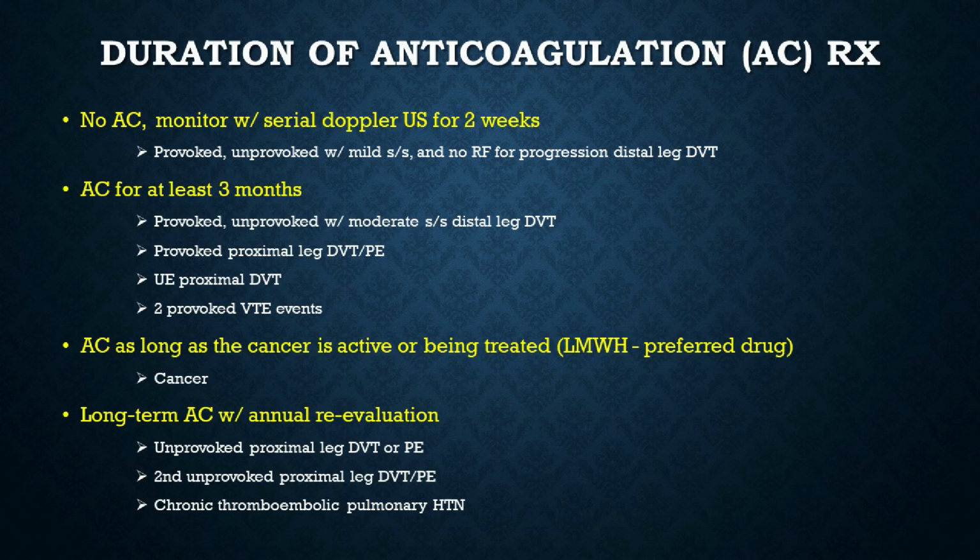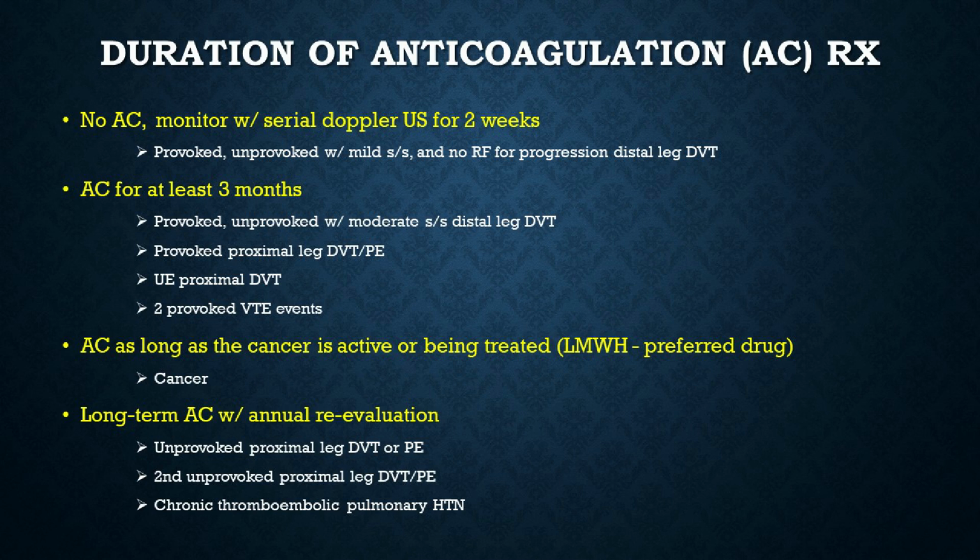You're going to give anticoagulation for at least 3 months in the following cases: when you have unprovoked with moderate signs and symptoms distal leg DVT, when you have provoked proximal leg DVT or pulmonary embolism, when you have upper extremity proximal DVT, or when you have 2 provoked venous thromboembolism events. If the patient has cancer, you have to give them anticoagulation therapy as long as the cancer is active or being treated, and the preferred anticoagulation therapy here is the low molecular weight heparins.